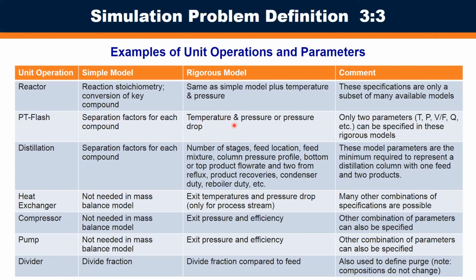Same for pumps. If you just have a simple divider, that's easy because all you need is the amount, relative to the feed, that is going to each of the outlet streams. These are typically also used for purge streams. And the key thing to remember here is that these are literally just stream splitters. You don't have any changes in composition, only flow rate.